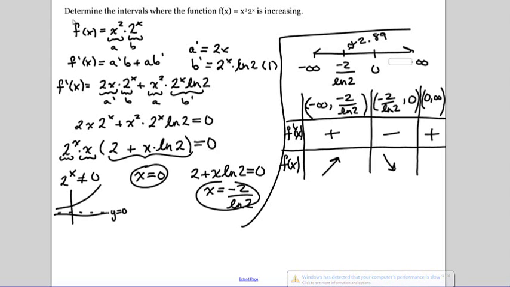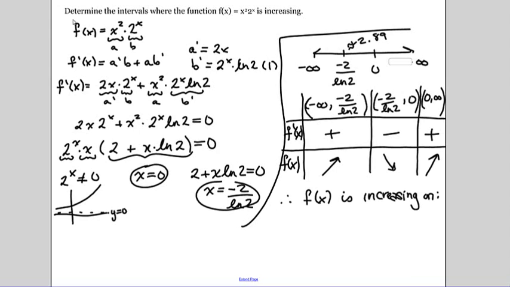Now again, picking a number in the third interval, I'll get a positive answer, which means the graph is increasing on that interval. Therefore, f of x is increasing on the interval negative infinity to negative 2 over ln 2 and 0 to positive infinity. And this completes the exercise.